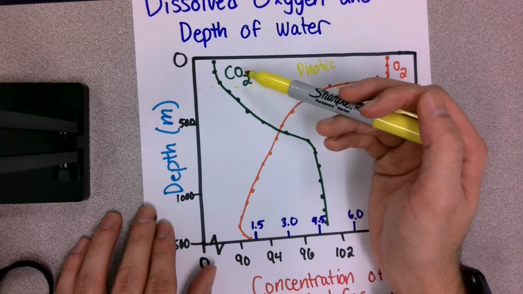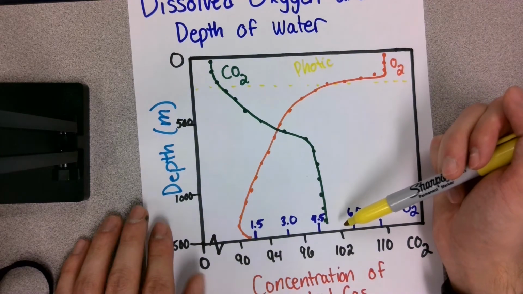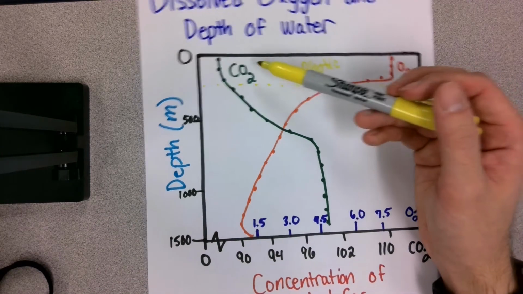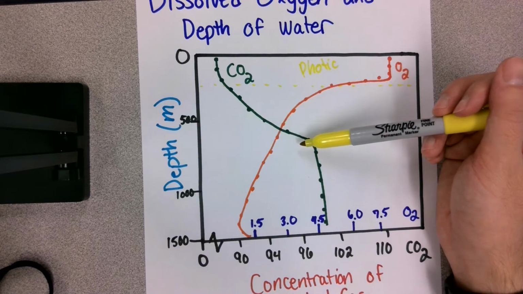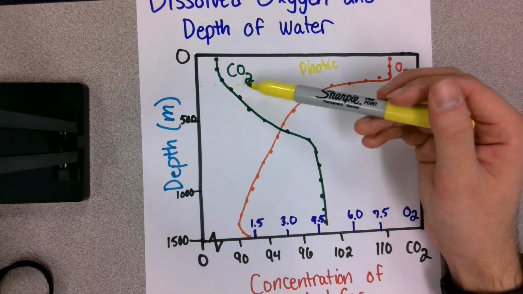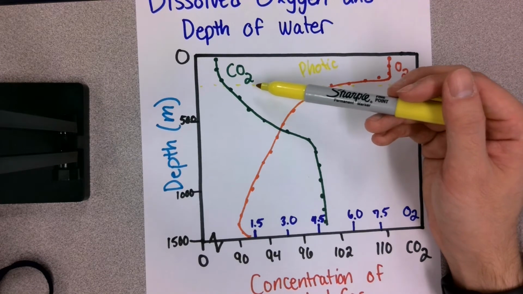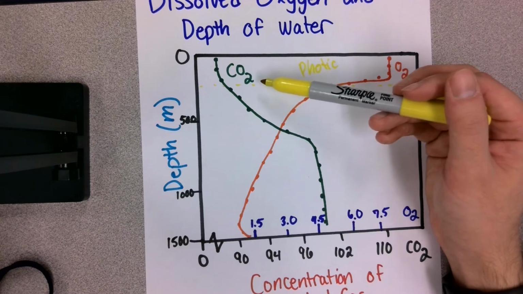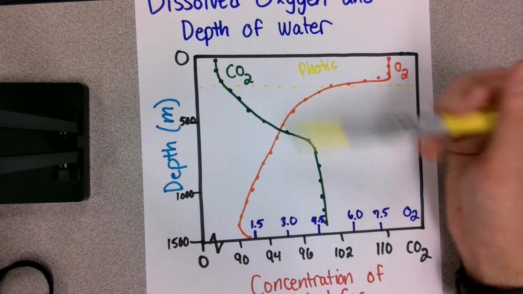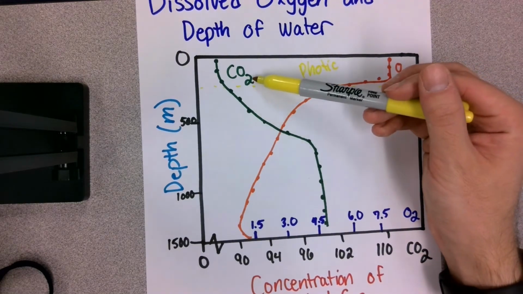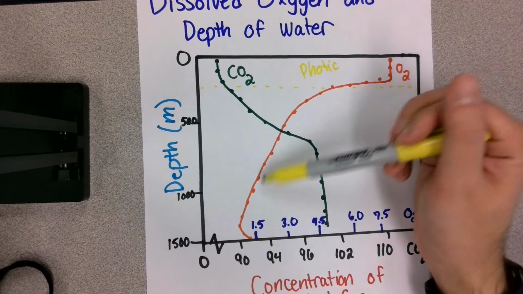As we increase in depth, CO2 actually increases in concentration. The reason for this is that as we go down deeper into the depths of the lake or the reservoir or whatever, there are going to be more things putting off CO2 from cellular respiration, and there are not going to be photosynthetic organisms like phytoplankton taking it out of the water. So as you increase depth, the CO2 increases. As you increase depth, the O2 decreases.